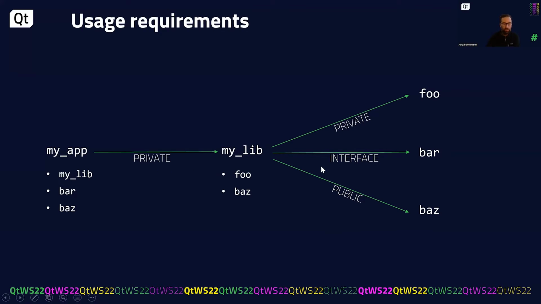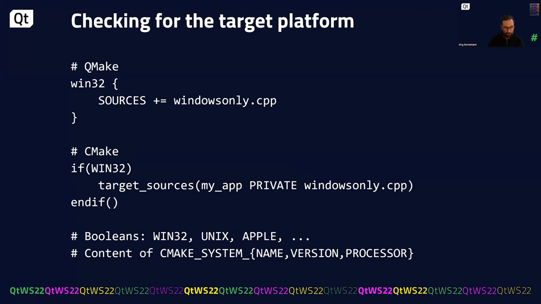The PRIVATE, INTERFACE, and PUBLIC keywords are not only restricted to the target_link_libraries call, but basically any commands that take a target and set properties on it, like defines, include paths, and even sources.